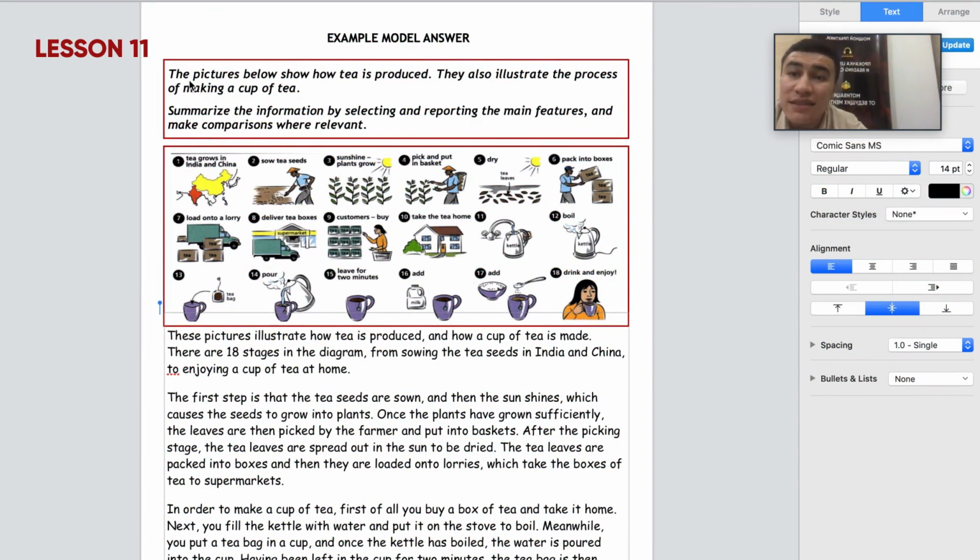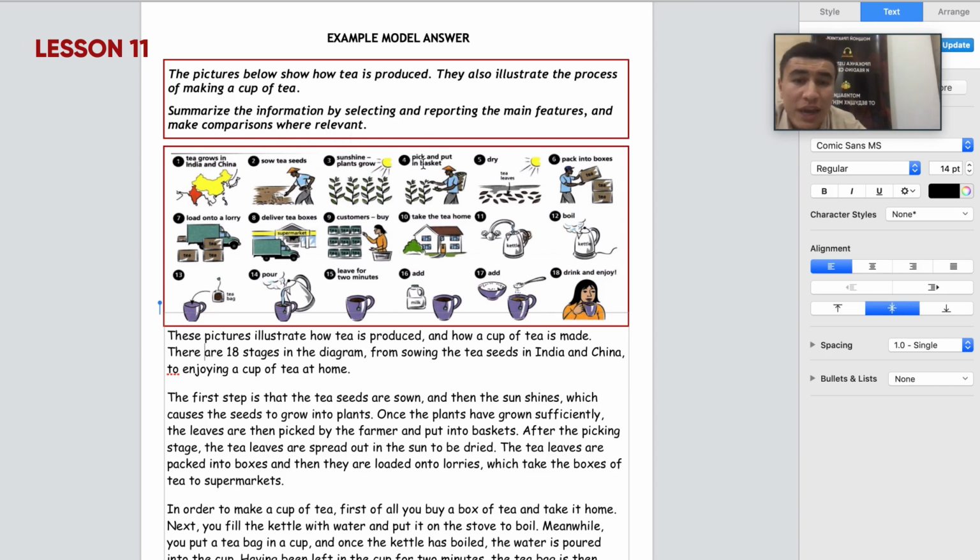So this is the title. The pictures below show how tea is produced. They also illustrate the process of making a cup of tea. And this is your task. Summarize the information by selecting and reporting the main features and make comparisons where relevant.